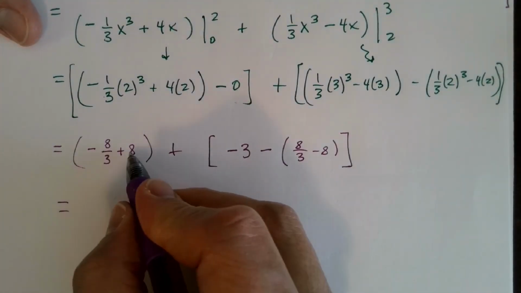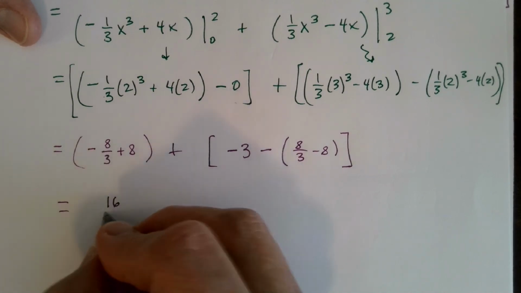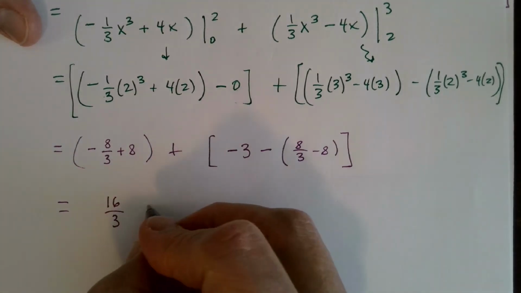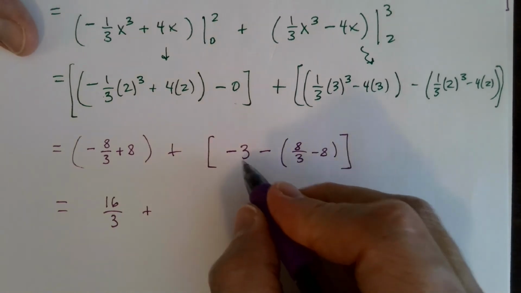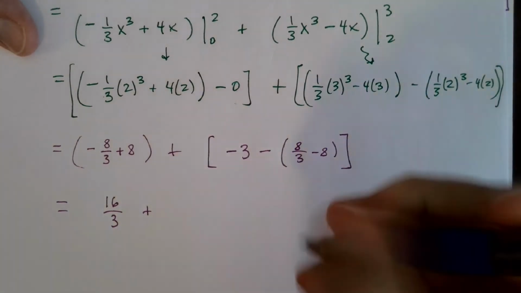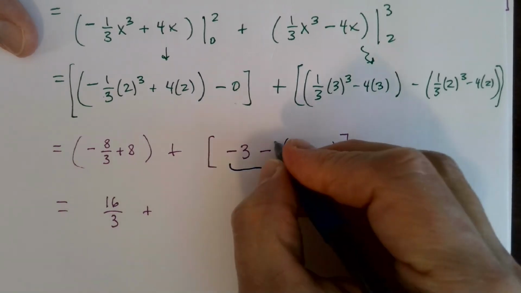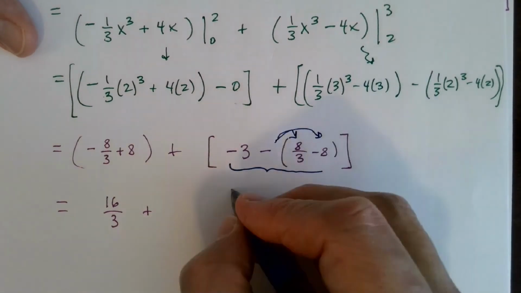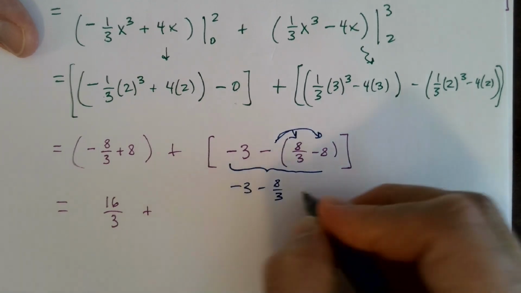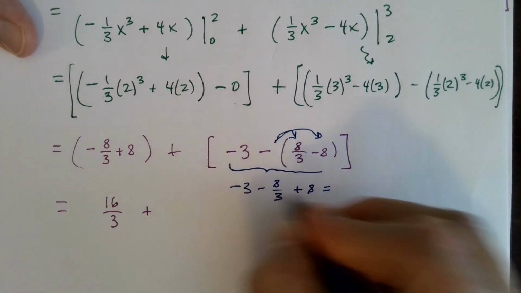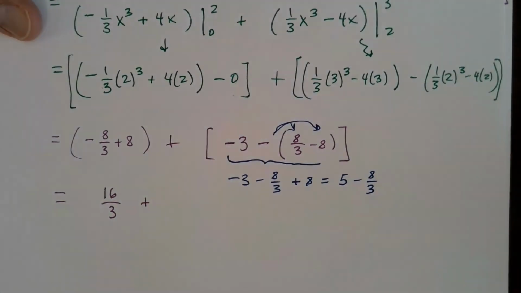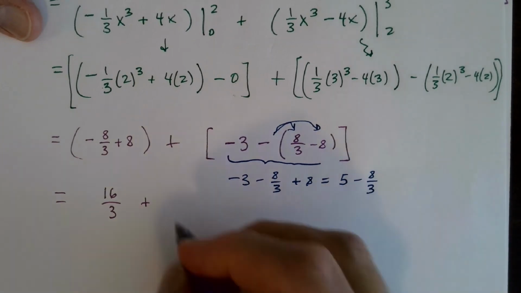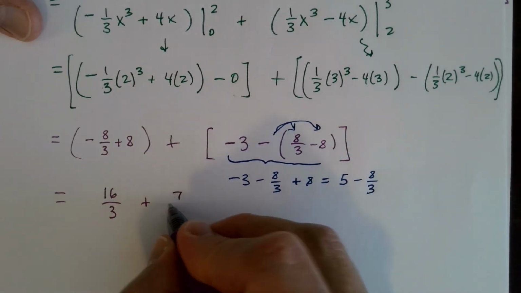Okay. This is, what, 8 is 24/3. And so 24/3 minus 8/3 is 16/3. And here, oh goodness, what do we got? We got negative 3. I would just say, go ahead and distribute this negative sign through. Negative 3 minus 8/3 plus 8, which is going to be negative 3 plus 8, 5 minus 8/3. So 5 is what? 15/3. 15/3 minus 8/3 is 7/3.